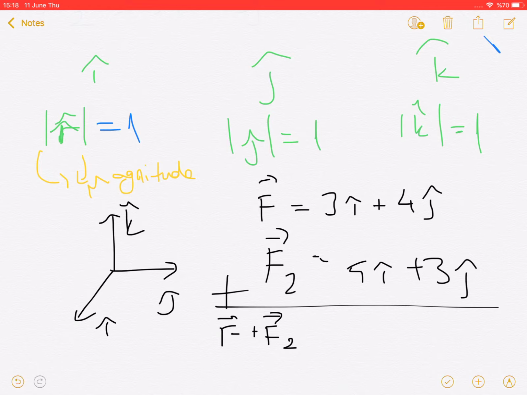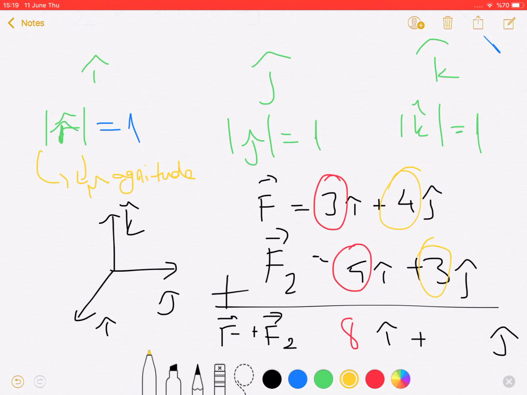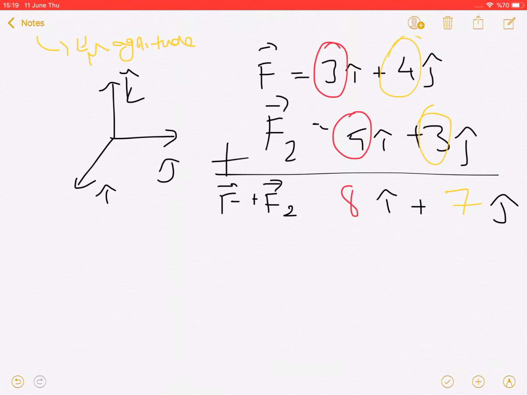So, if someone asks you F plus F2, which are two different vectoral quantities, you just separately add them in the same direction, same directionality. So I write i plus j, and because we have three dimensions, the k component could be 0, so 0 times 1 equal to 0, that's fine. But this time 3 plus 5 is 8, 4 plus 3 is 7. Okay, that's the vector equality. That's the meaning of vector equality.